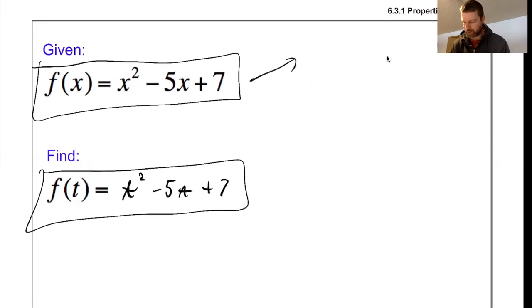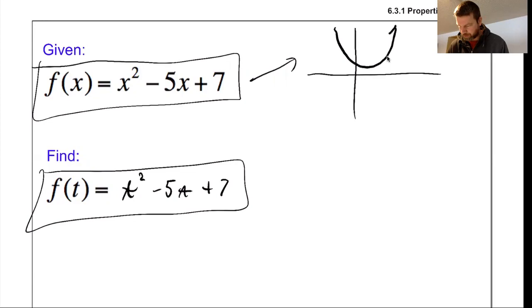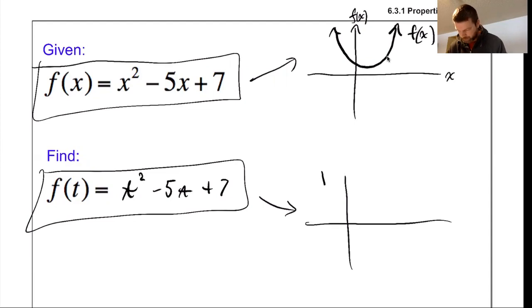If I graphed this one and it looks like, let's say it's a parabola, it probably looks something like that. If that's f of x, where this is the y-axis measuring f of x, and this is the x-axis, graphing this would be the exact same thing. It'd be the exact same graph. The only difference is now this would be the t-axis, measuring how t changes. This would be f of t, right?